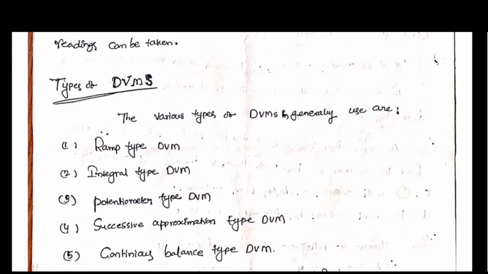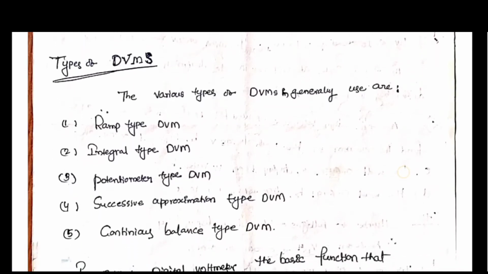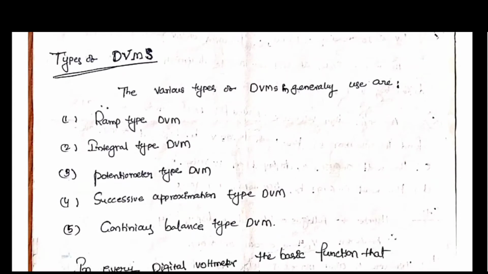Now we go for the types of DVMs. What does DVM mean? Digital voltmeter. There are various types of DVMs. Generally they are ramp type, integrating type, potentiometer type, successive approximation type, and continuous balance beam type. It is very interesting to know what a DVM is and how it works. Ramp type DVM, integral DVM.